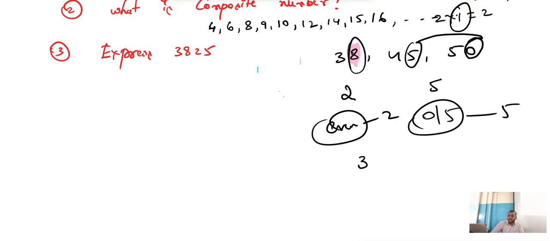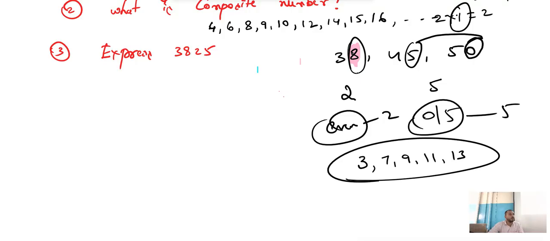Odd number, 3, not 5, 7, 9, 11, 13. Then we should go with odd numbers. For any odd number, first you try with 3. If you are not getting it, try with 7. Not getting, try with 9. If not, 11. If not, 13. For odd numbers, you have to try with 3, 7, 9, 11, 13. Even numbers, only 2. If any number is ending with 0 or 5, we should take 5.